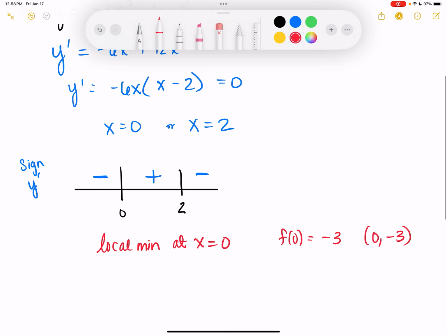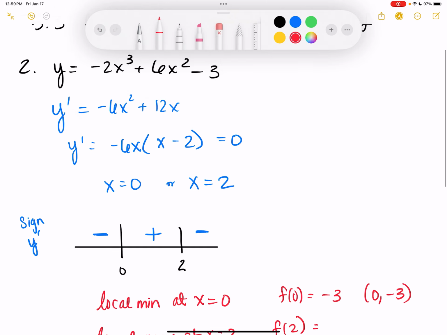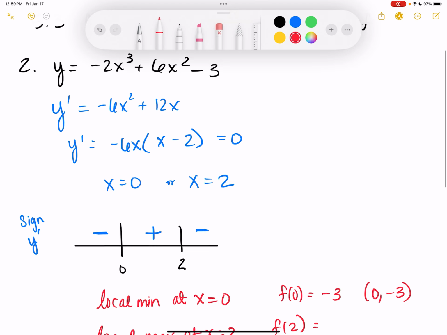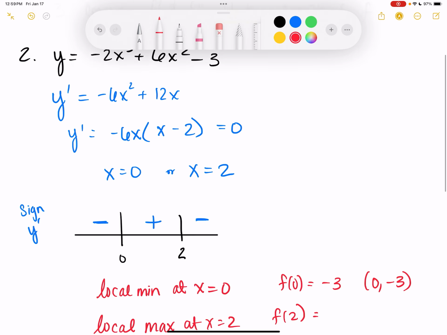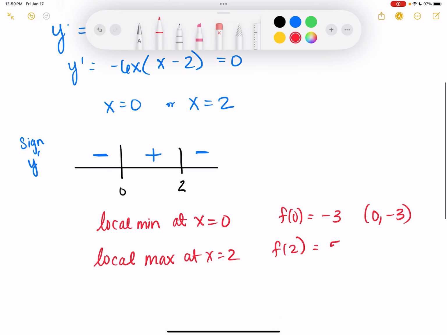And then if I go from positive to negative, what is it? Yep, local max at x equals 2. So f of 2 would be, why am I struggling with this? -16 plus 24, so is that positive? 8 minus 3 is 5. So it would be at 2, 5 would be our max.